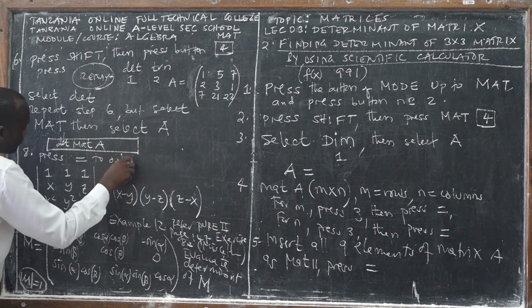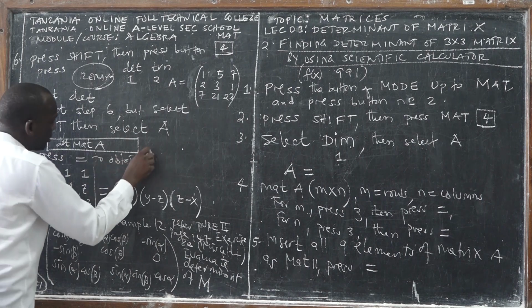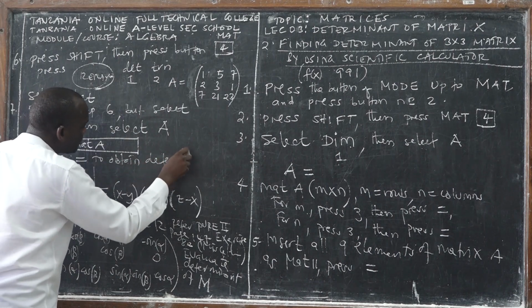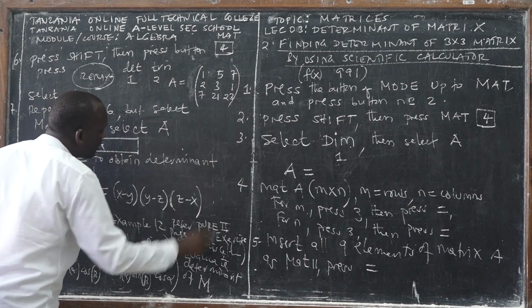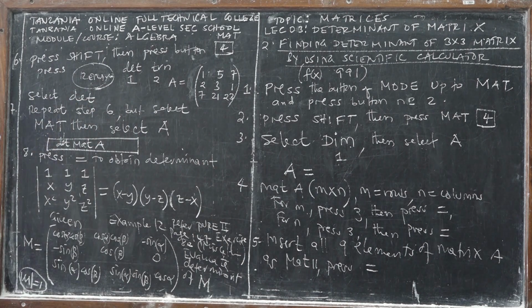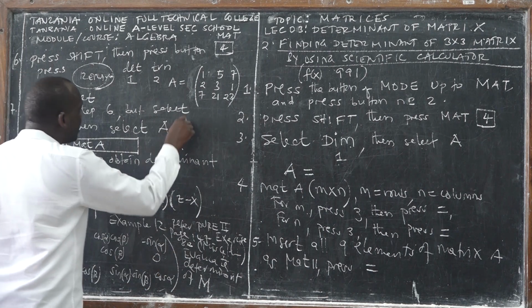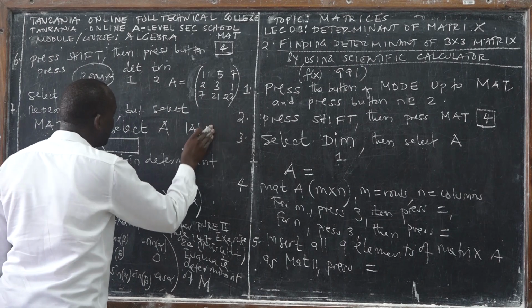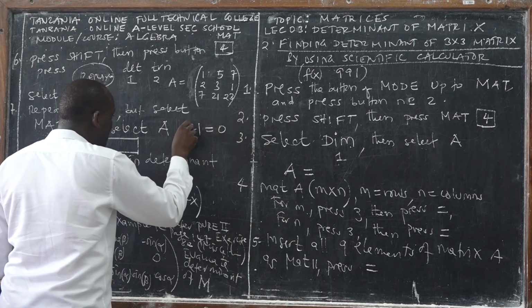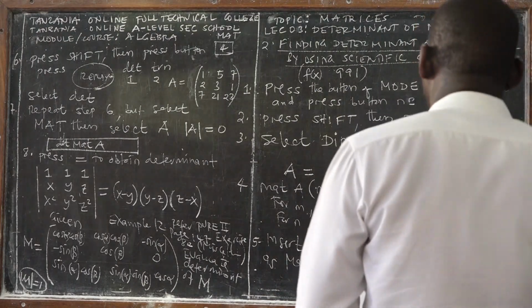So button number 8, we say press the button of the equal sign to obtain what? To obtain the determinant. Ready? So what is the determinant of that matrix A? Yeah, it is true. The determinant of matrix A is 0.